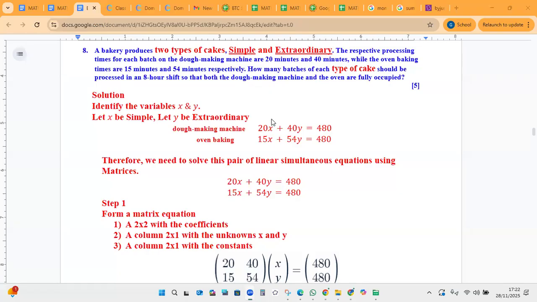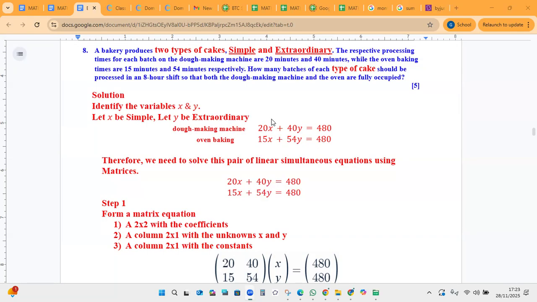Here we are going to discuss number 8. It says a bakery produces two types of cakes, simple and extraordinary. So these are the two variables, simple and extraordinary. So you have a certain amount of simple cakes and a certain amount of extraordinary cakes. Okay, these are what varies. How many simple, how many extraordinary?